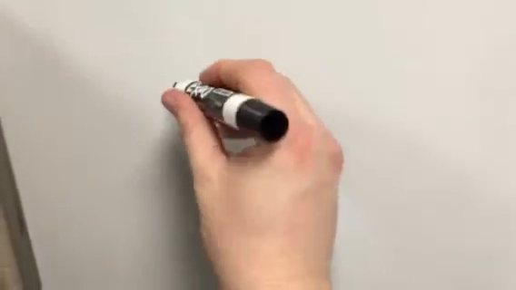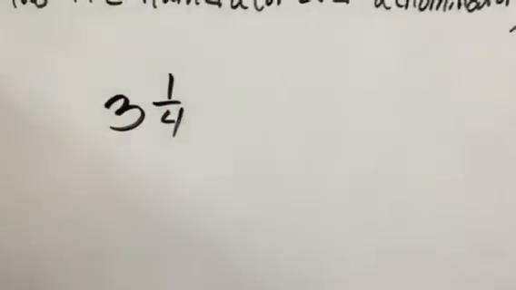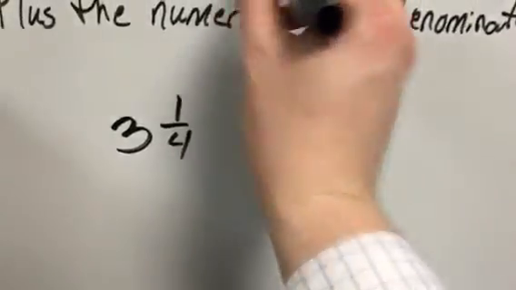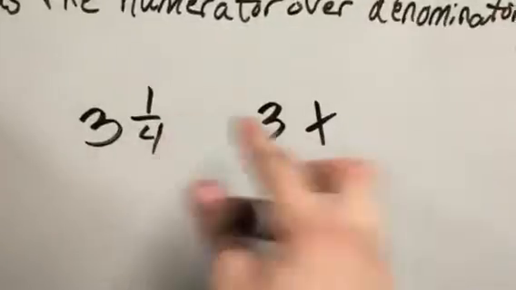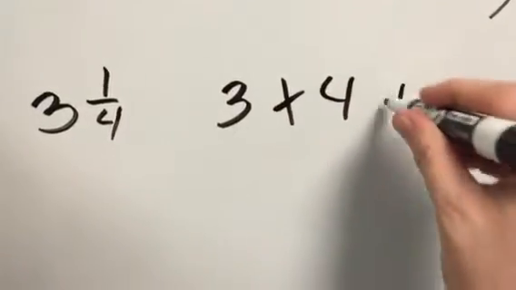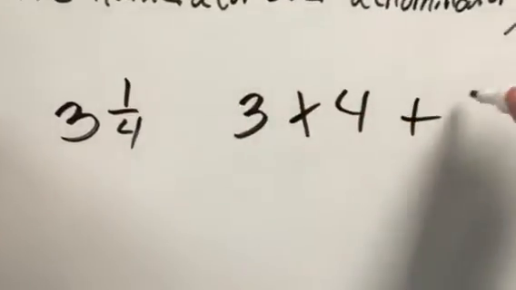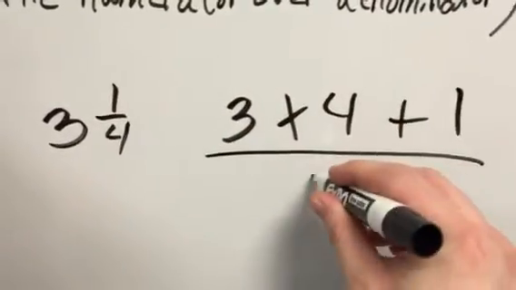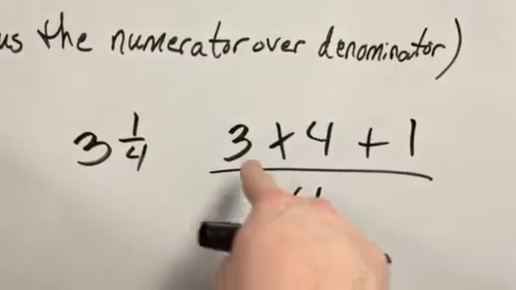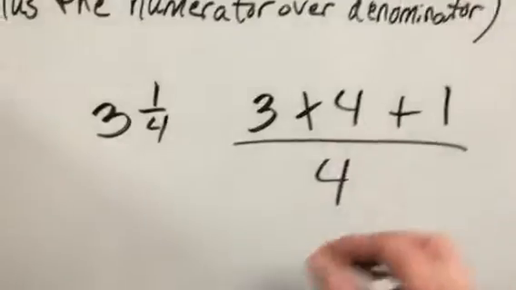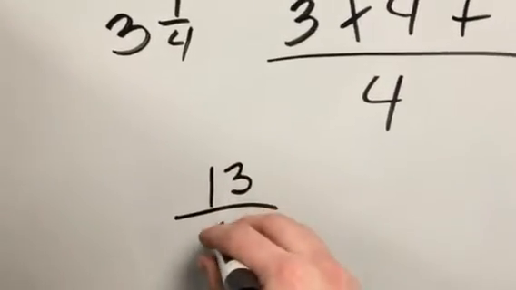If I have the mixed number 3 1/4, I multiply the whole number, which is 3, times the denominator, which is 4, and then I add the numerator, which is 1, and I put that over 4. So as an improper fraction, I do 3 times 4 is 12, plus 1 is 13, all over 4.